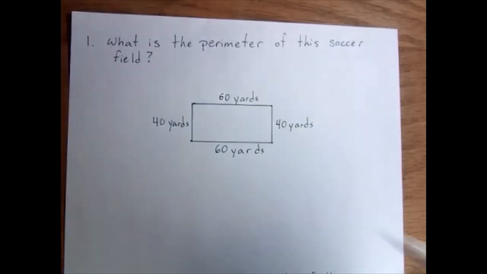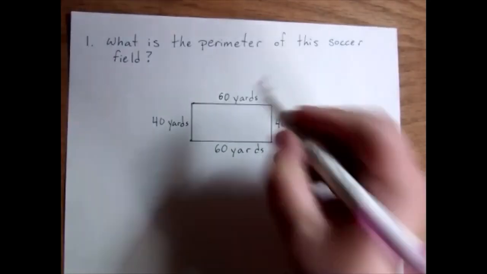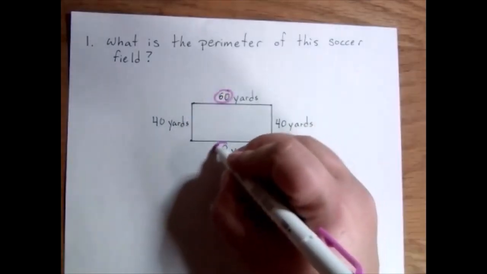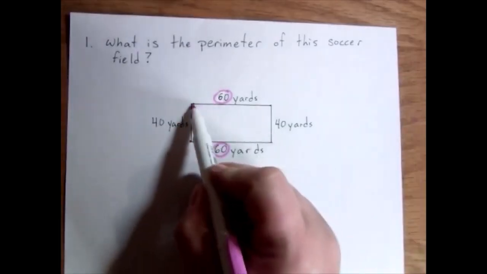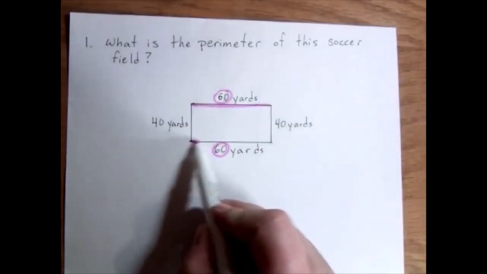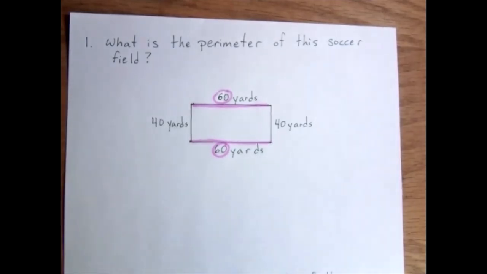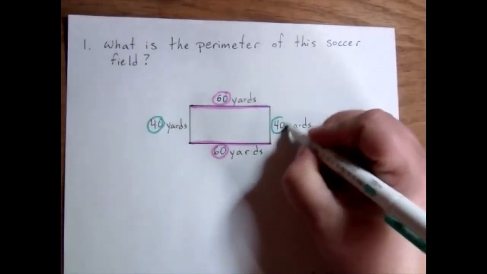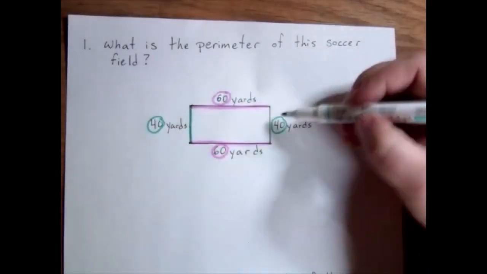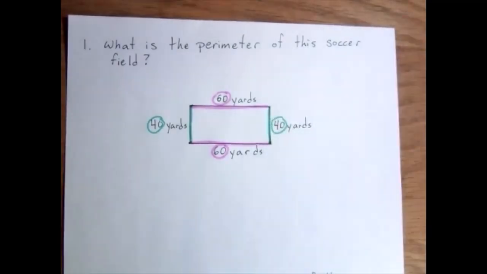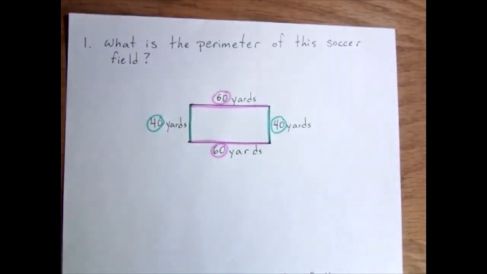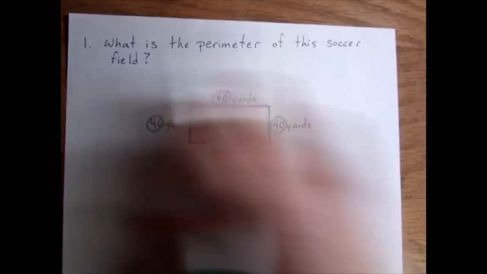So first, of course, I'm going to circle the numbers that are already provided for me, but I'm going to color code them, and I'm going to circle 60 in the same color because this length is the same as this length. And I'm going to circle 40 in this color because this side is the same length as this side. And this will better help us as we go through and work the problem.